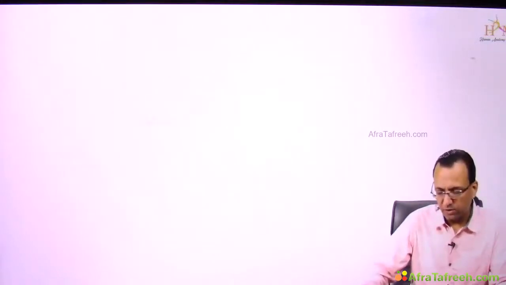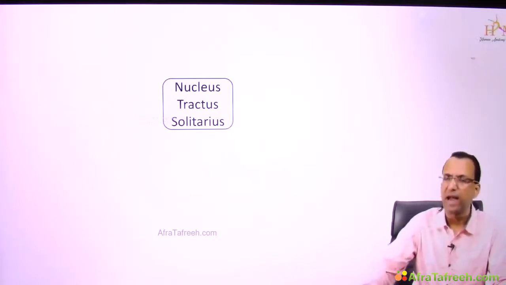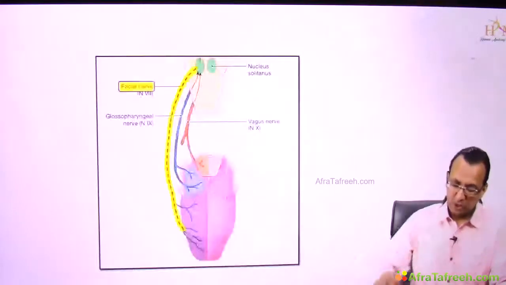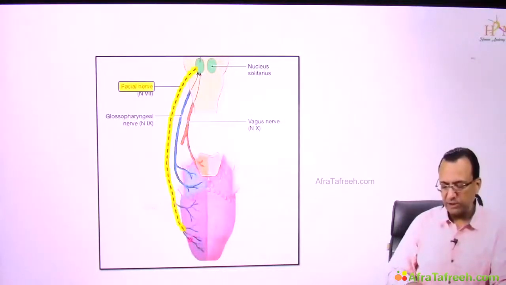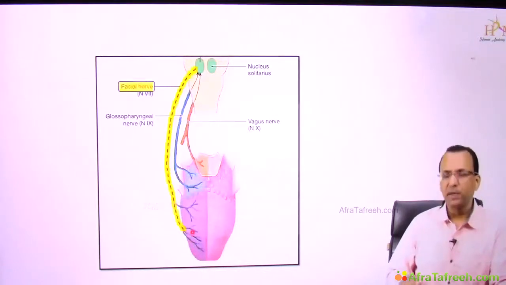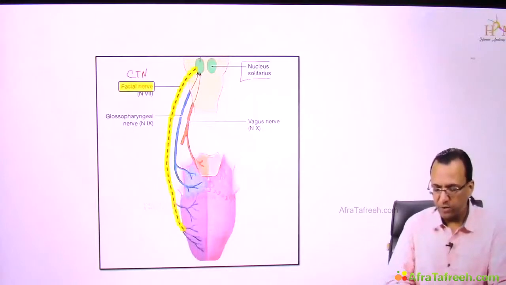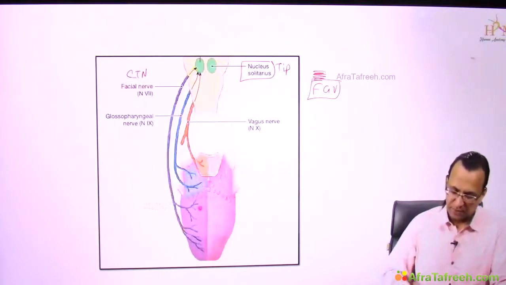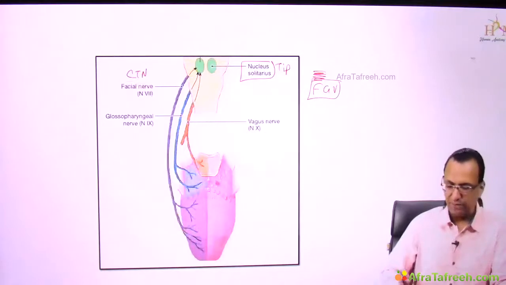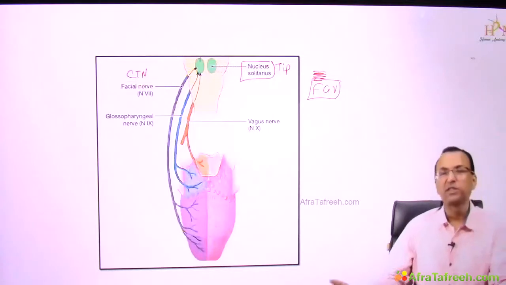Now we are moving further to talk about the nucleus tractus solitarius. Actually, it is a revision only. We have discussed some details, so we'll add on to that. When you are talking about the anterior 2/3 of the tongue, the taste sensation is carried by the chorda tympani nerve, a branch of the facial nerve, towards the tip of the nucleus tractus solitarius. You know FGV nerve? This is F. So taste sensation from the anterior 2/3 of tongue is carried by F, the facial nerve, chorda tympani nerve, to the tip of the nucleus tractus solitarius.